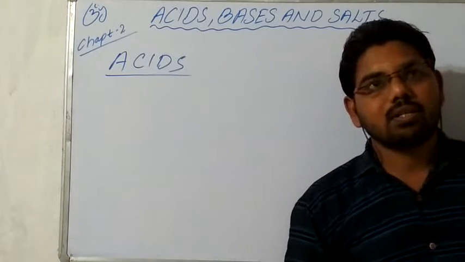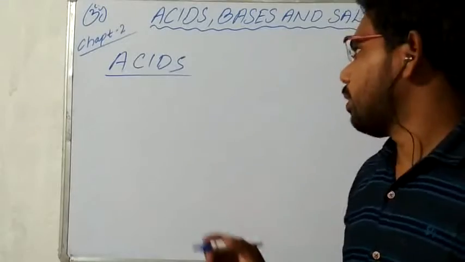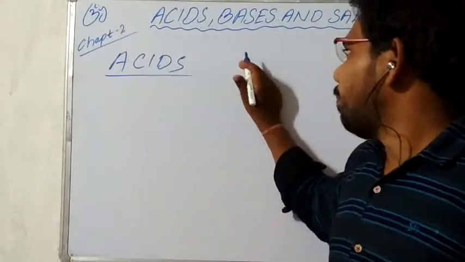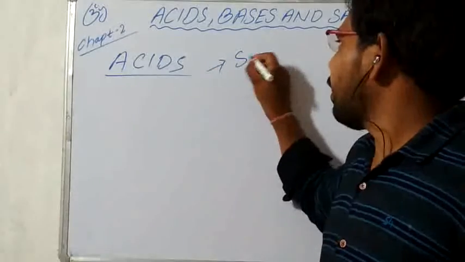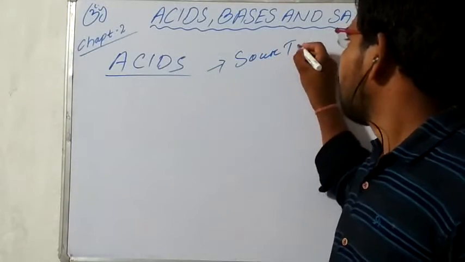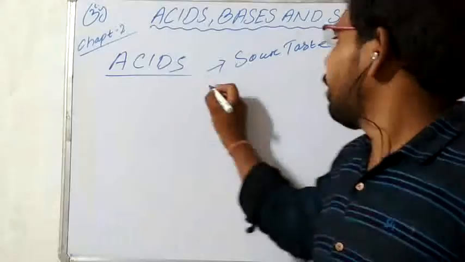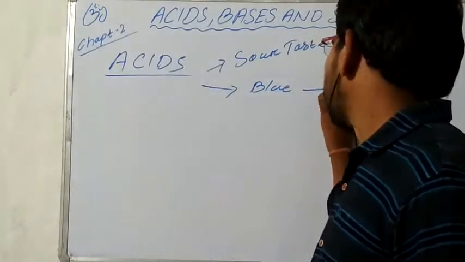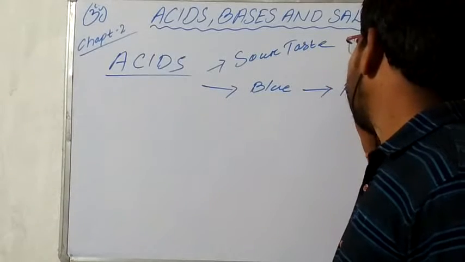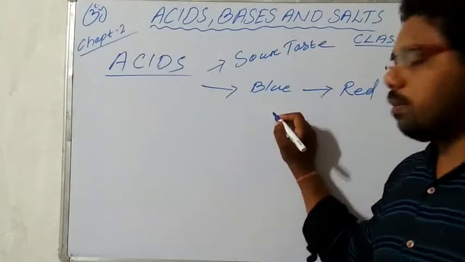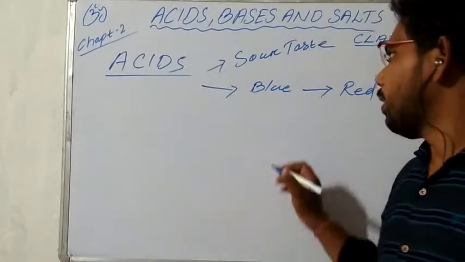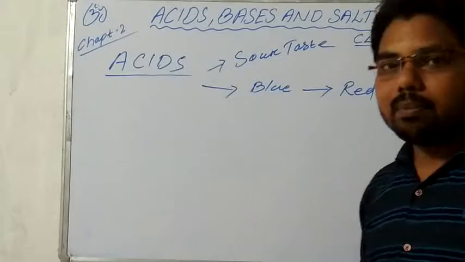Now we discuss some properties of acids. First, the physical properties. Acids are sour in taste, and acids change blue litmus paper to red in color. These are the two physical properties of acids. Now we discuss some chemical properties of acids.